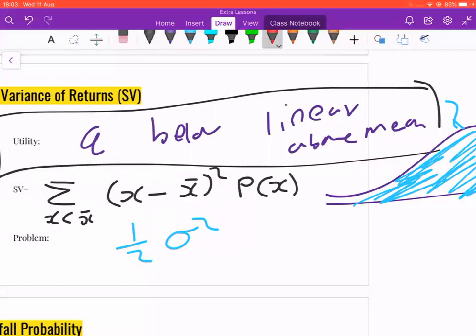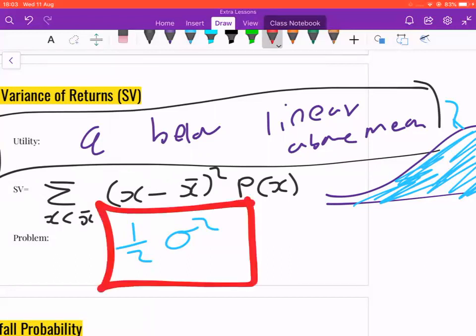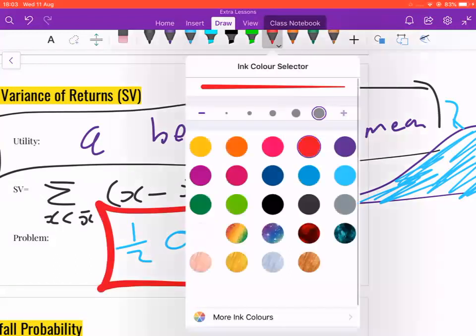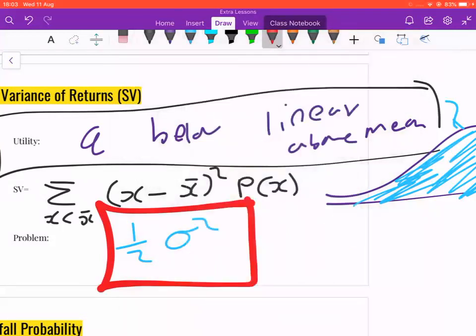So in semester test 2, you saw that there was a question which asked you to calculate semi-variance. I think it was 1 or 2 marks. It is because they expected you to just write 1 over 2 variance. Okay, actually variance.